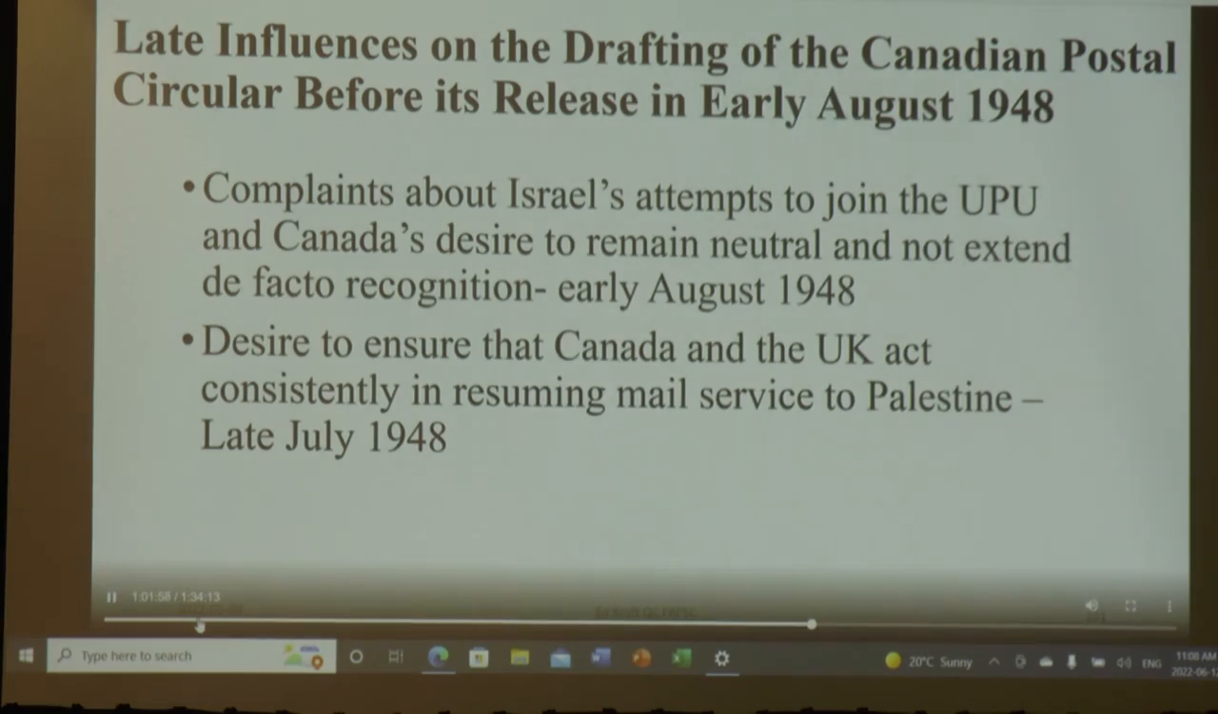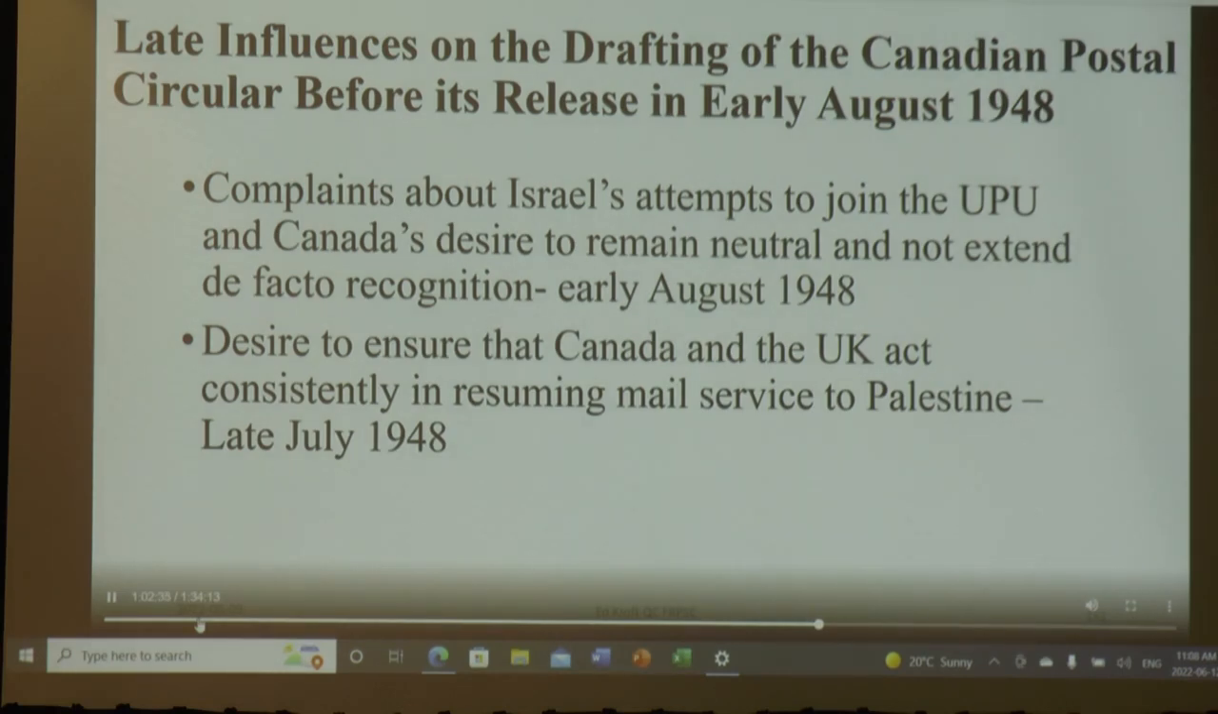So in early 1948, Israel comes to Canada and says, we want to join the Universal Postal Union. Israel doesn't come directly. They come through the Swiss delegation. So they send the Swiss to go and lobby on their behalf to get into the Universal Postal Union, recognizing that the Universal Postal Union was located in Bern, Switzerland. Canada wanted to be neutral, and they didn't want to get into a fight about whether or not Israel should be invited into the Universal Postal Union.